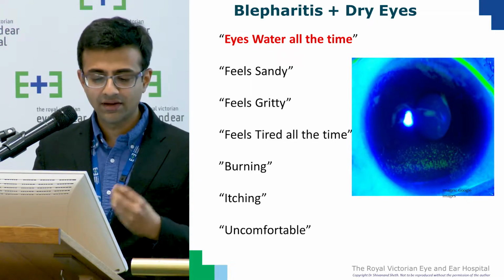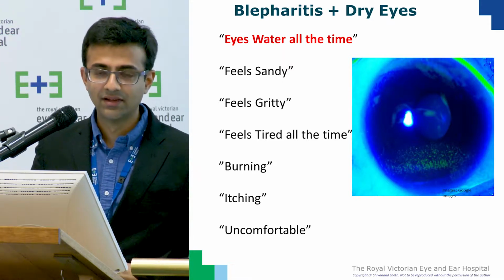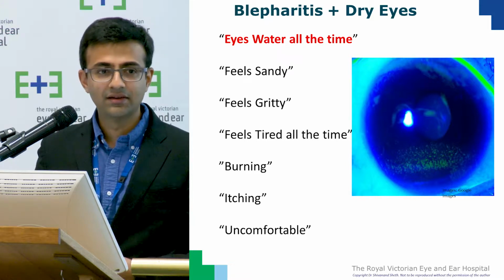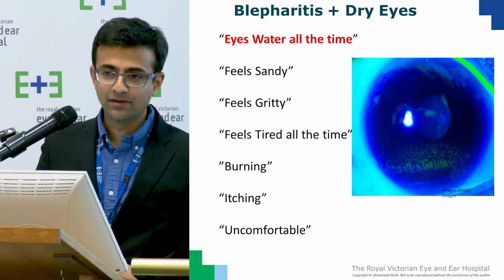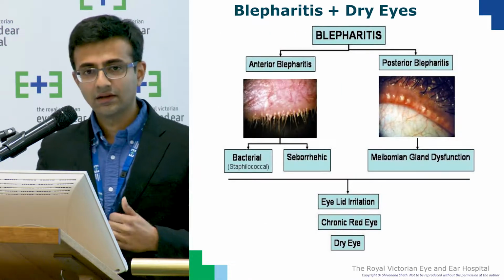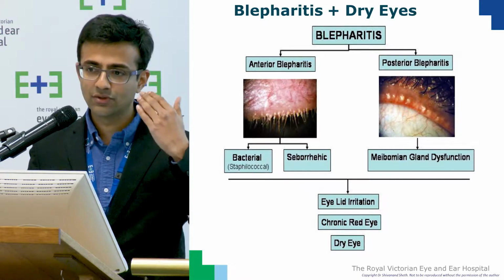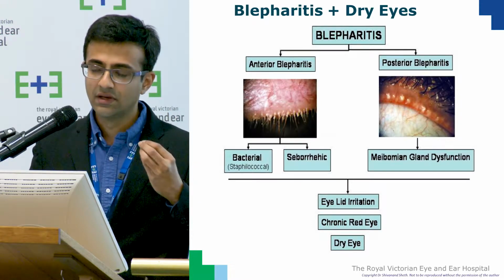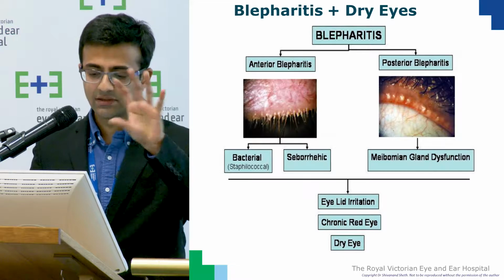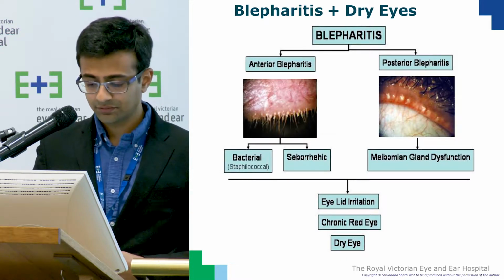They say it feels sandy, gritty, feels tired all the time, it's burning, it's itching, it's uncomfortable, I can't work, I can't read. It's quite a wide variety of symptoms. And sometimes their vision might be a bit low as well because the tear film, which also contributes to the optical clarity of your vision, is poor. It's broken up and they get these dry blotches on their cornea that can cause them real symptoms.